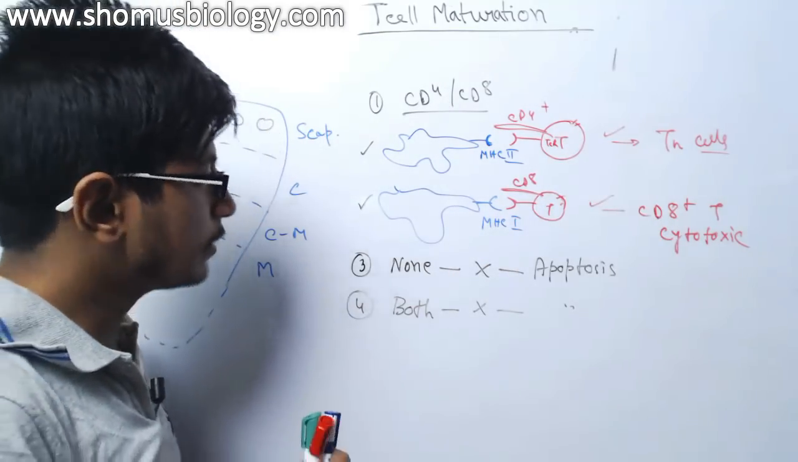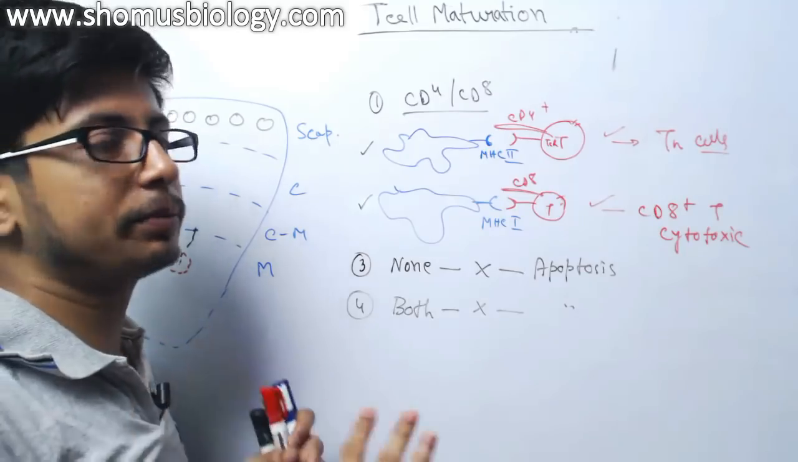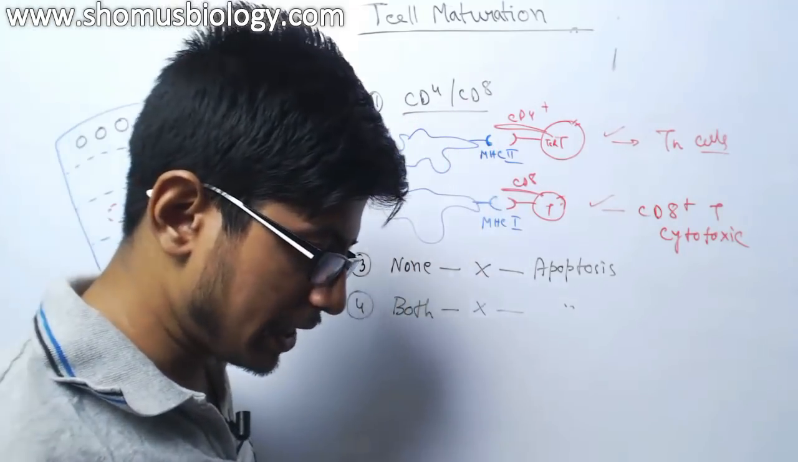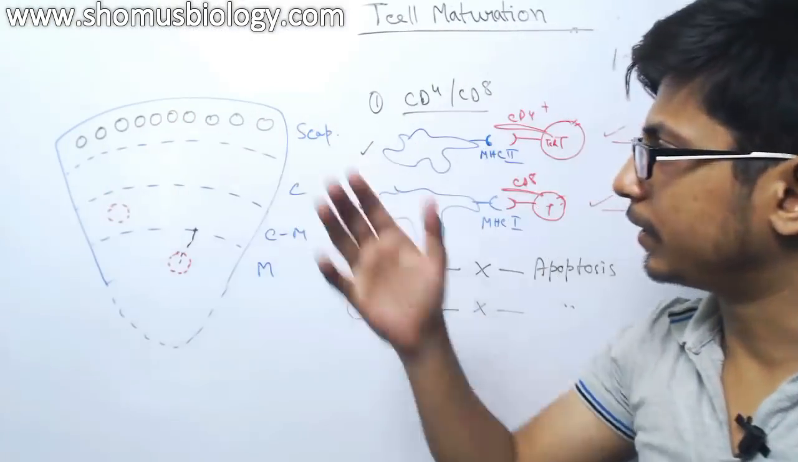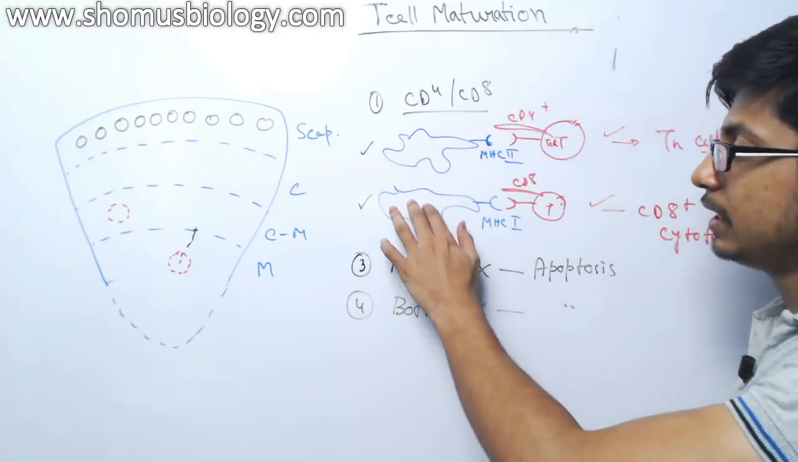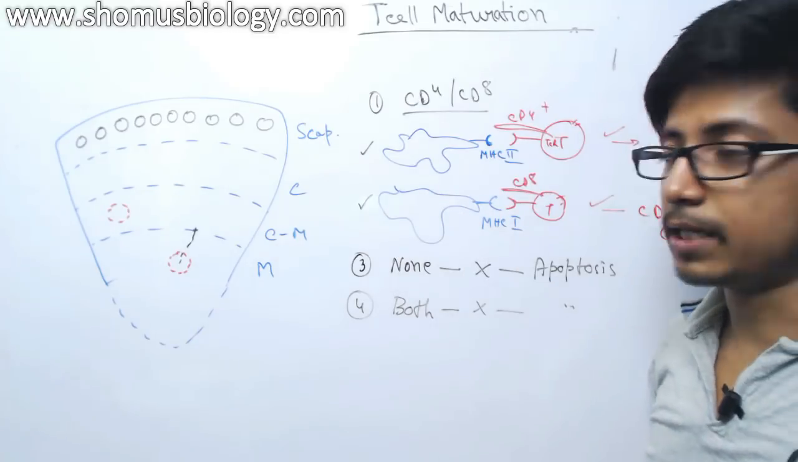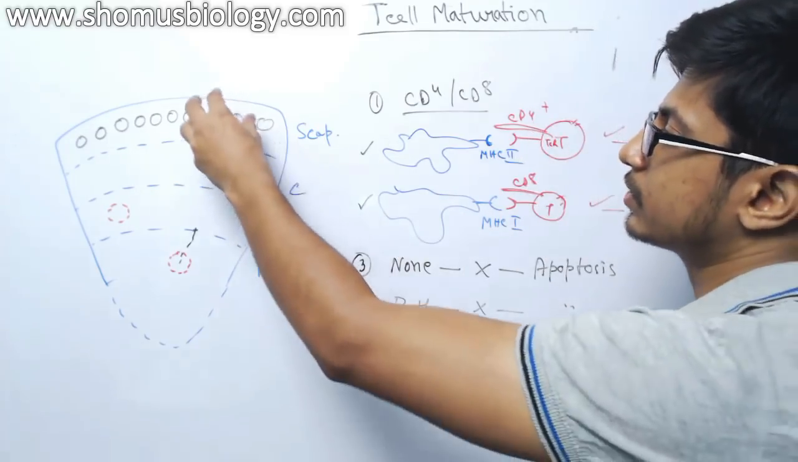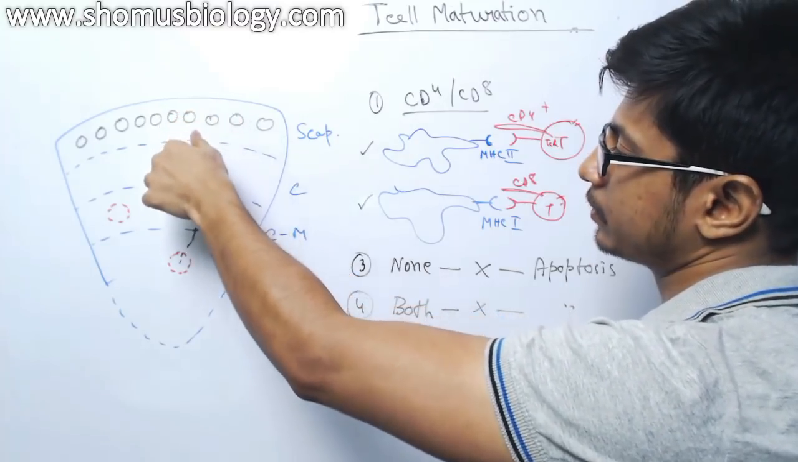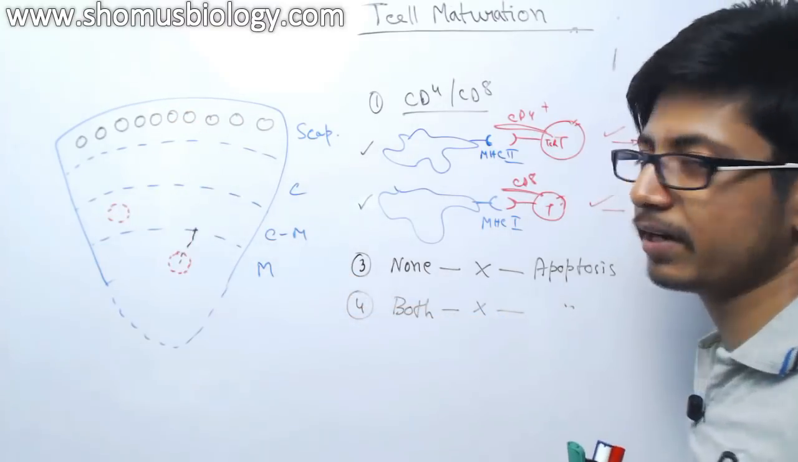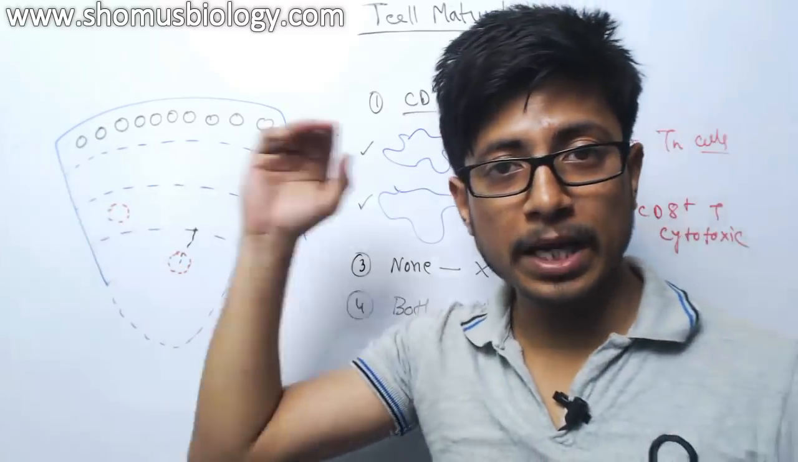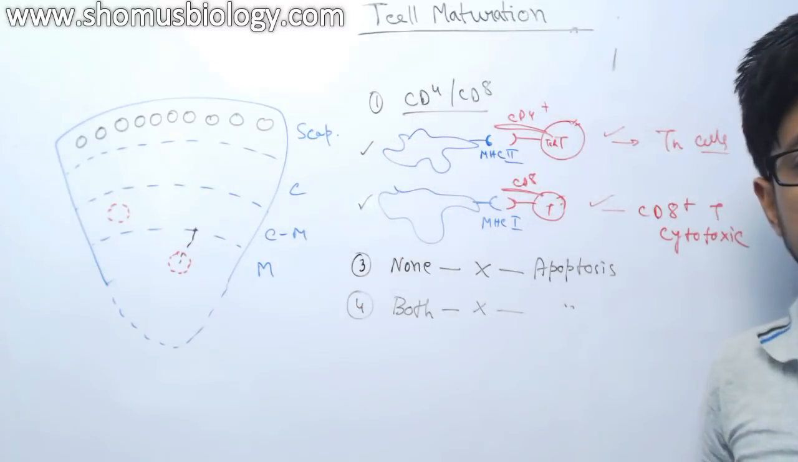Okay, so that's how they are trained and differentiate between CD8 and CD4 cells in the subcapsular region, and it is guided by these subcapsular epithelial cells. Once they are trained here, they start migrating towards the cortex and the corticomedullary junction, and then finally to the medulla region.